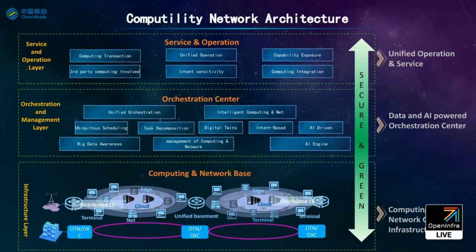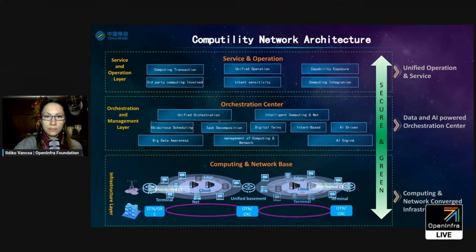And then in the middle is the orchestration and management layer. We call it the orchestration center. It is in charge of processing the tasks received by the whole system. And this center has the global view of the whole system, like where the computing resources are, how many flops of compute utility it has, and what is the best route to direct our users' computing tasks to the resources. So it is in charge of the orchestration and the scheduling. And at the top, it is the service and operation layer. It is the interface for the compute utility network to actually interact with the users. So that's the high level architecture of the system.